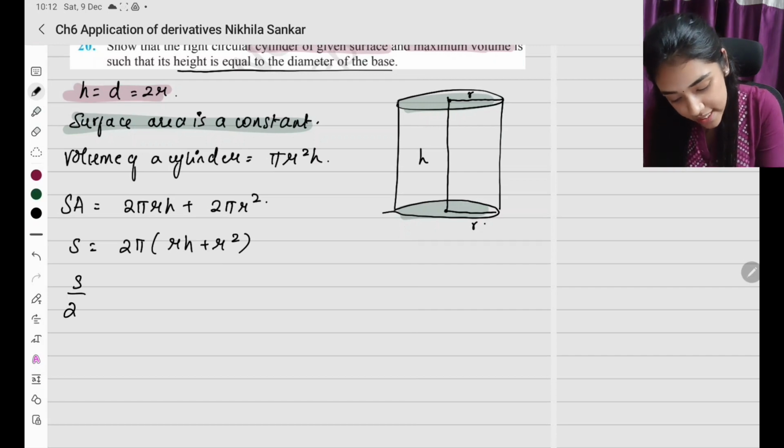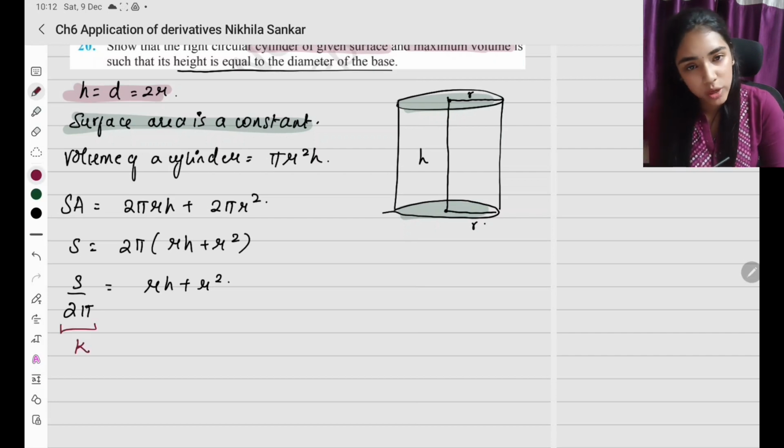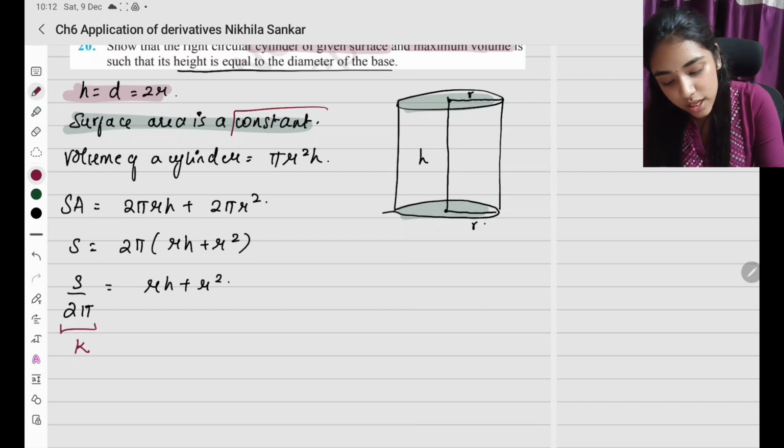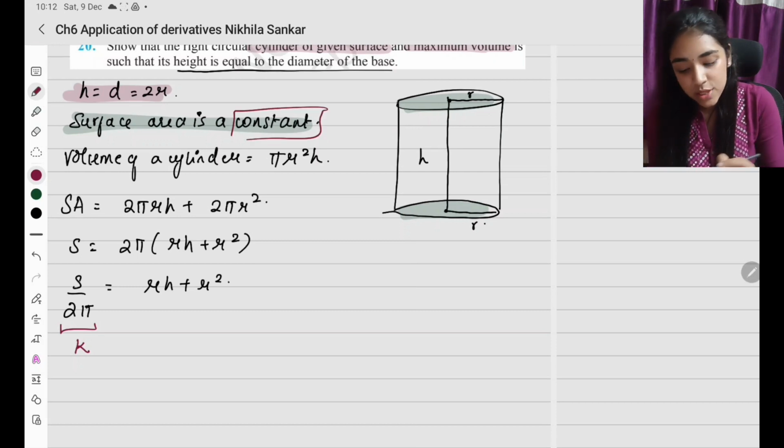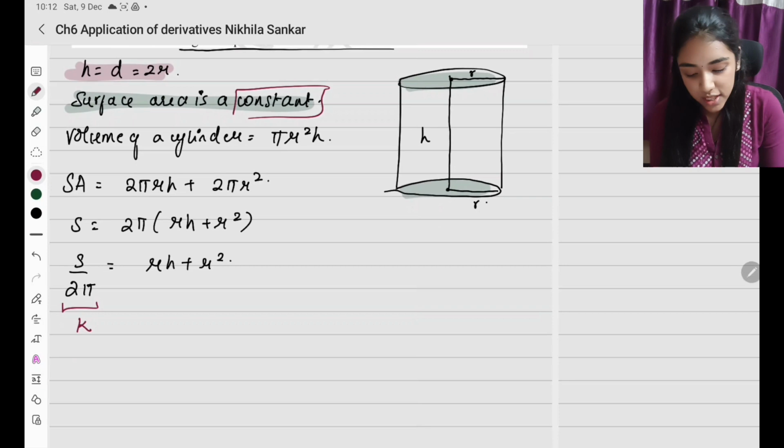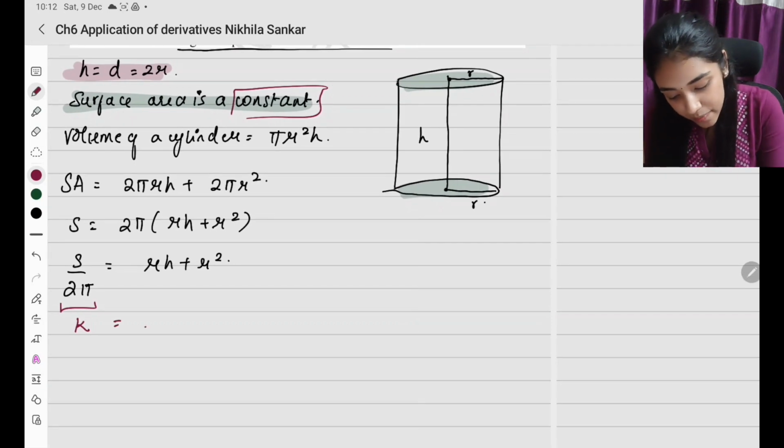So I'm going to write S divided by 2 pi equals Rh plus r square. I'm going to take this S divided by 2 pi as some k. It doesn't really matter. What is given in the question? It is a constant that is given. So S divided by 2 pi is also a constant. So I'm going to take it as some k equals Rh plus r square.